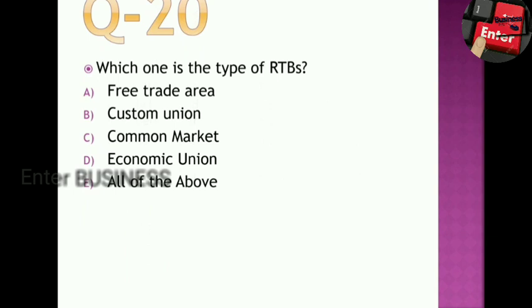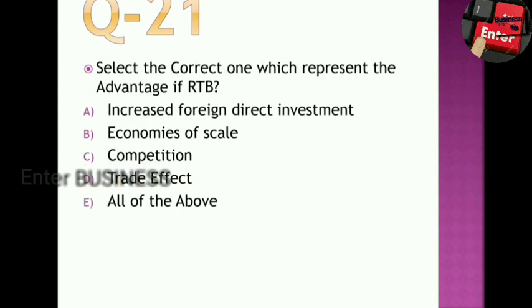And the next one is, which one is the type of RTBs, regional trade blocks? Option A free trade area. Option B customs union. Option C common market. Option D economic union. Option E all of the above. So the correct answer is all of the above, option E.